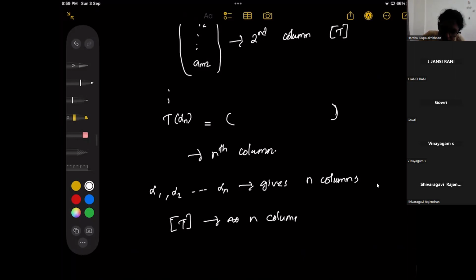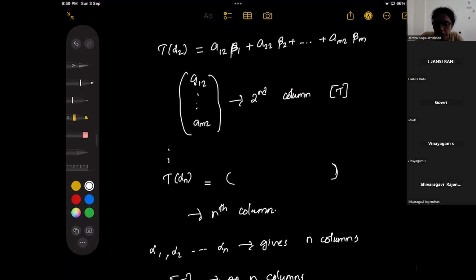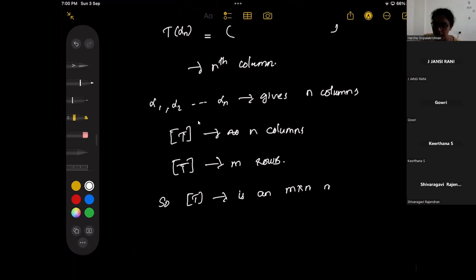So the matrix T will have n columns. And how many rows will the matrix T have? M rows, because here we can see 1 to m it varies. So it will have m rows. So the matrix of T is an m by n matrix.